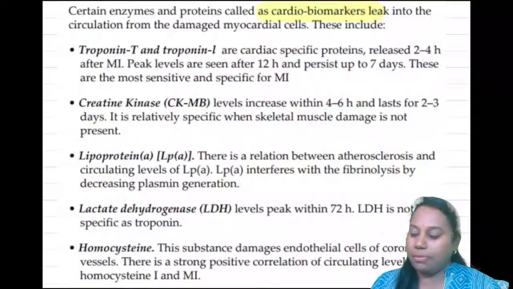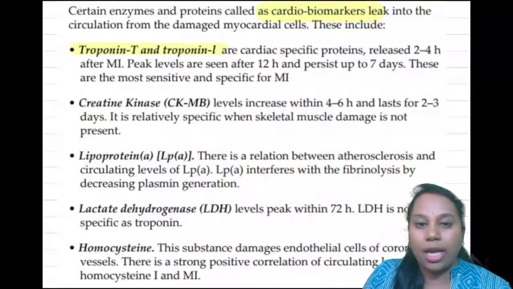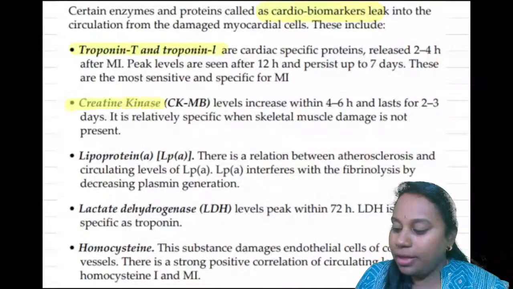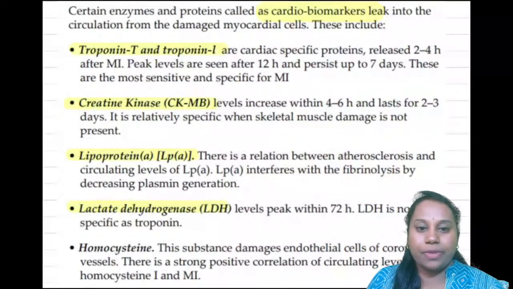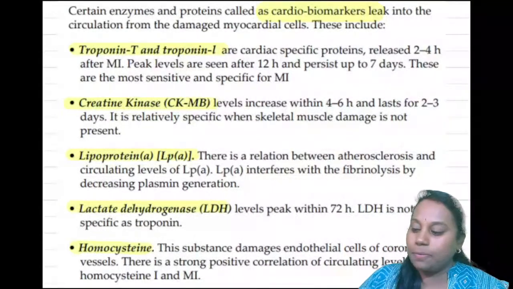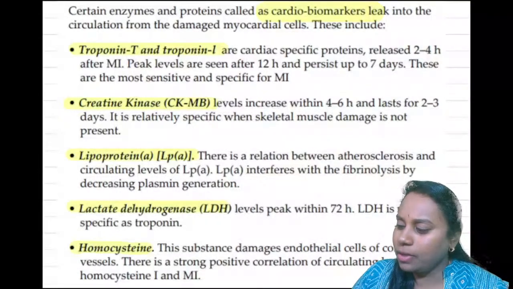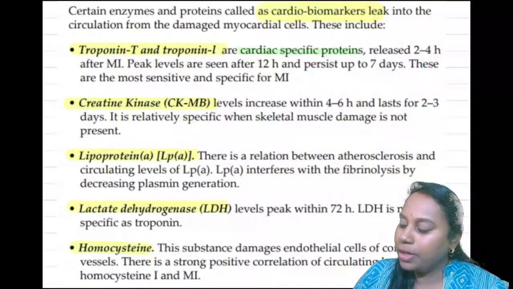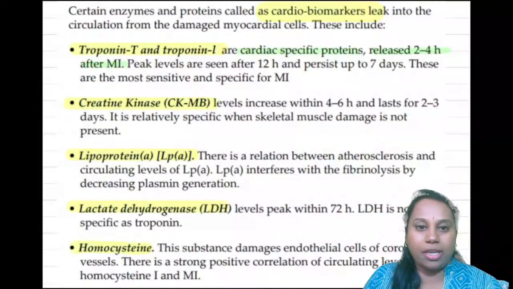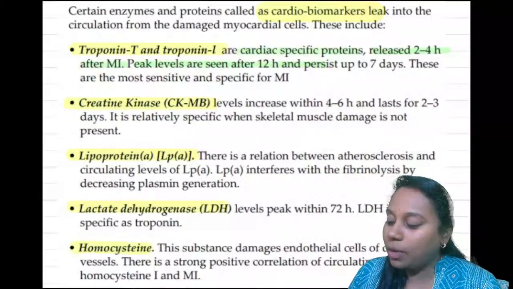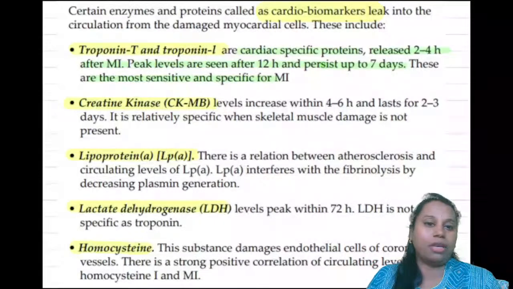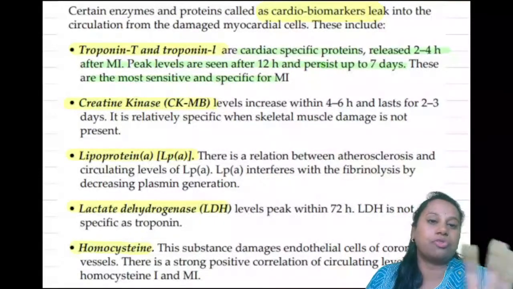What are all the cardiac biomarkers? Troponin T and troponin I, creatine kinase, lipoprotein A, lactate dehydrogenase, LDH, and homocysteine. Troponin T is a cardiac specific marker released 2 to 4 hours after myocardial infarction. This is the most specific marker also. Peak levels are seen after 12 hours and persist up to 7 days. These are the most sensitive and most specific for myocardial infarction. So the most important biomarker is troponin.